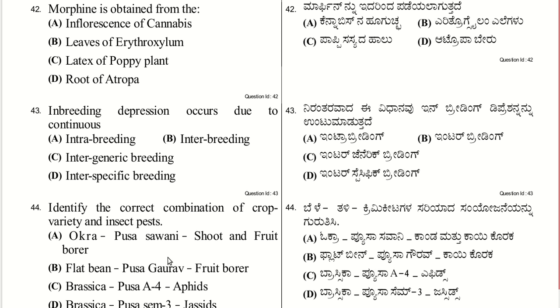44th, identify the correct combination of crop variety and insect pest. Okra crop variety, the insect pest, Pusa Sawani, shoot and fruit borer. So A is the correct one, okra or lady's finger. So the crop variety is Pusa Sawani and insect pests are shoot and fruit borer. So this is the correct combination. 44th, A is the answer.